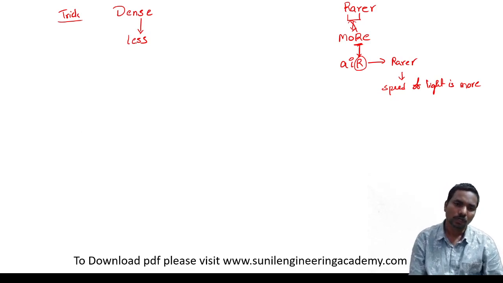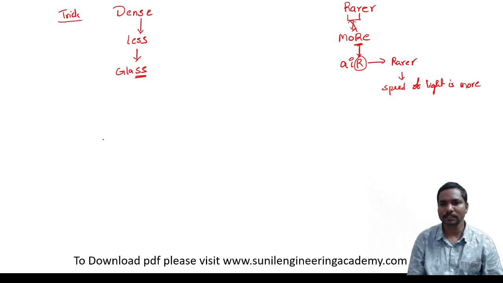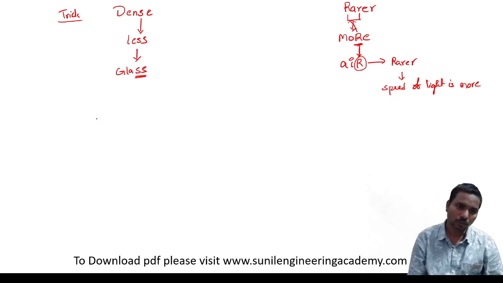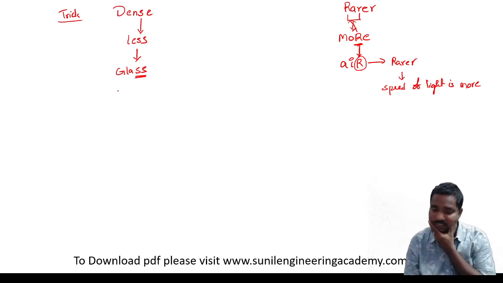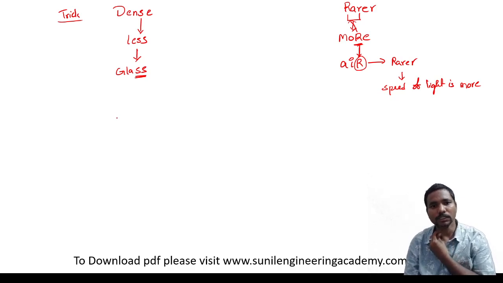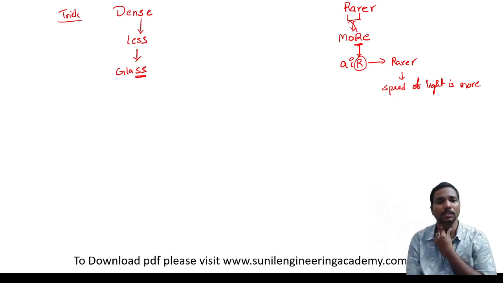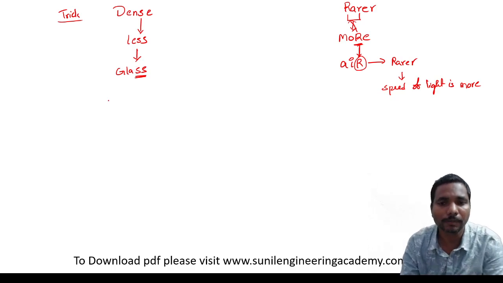Okay, so in which the speed of light is less, that is especially you can say glass. In the glass the speed of light is somewhat less, correct or not, by comparing with the air. And also by comparing with water, it is somewhat denser only. Why? Because of high refractive index. Okay, all of you getting my point?